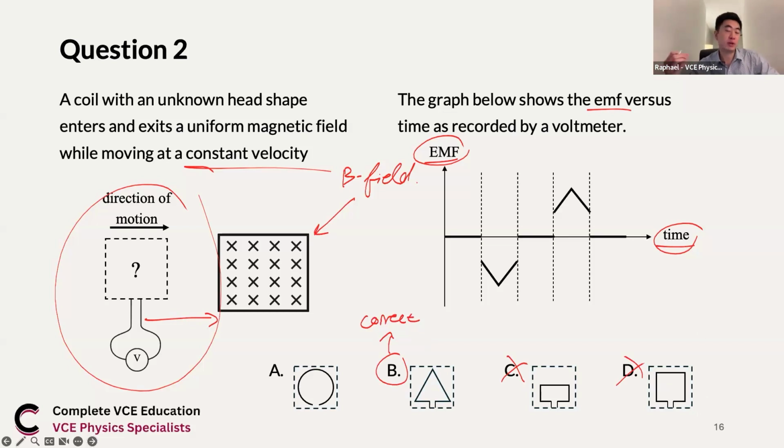So keep in mind, we're dealing with an EMF time graph. Okay, so EMF over time. And to be able to solve this question, you really need to understand what determines the EMF at any given point. And it comes down again to Faraday's law equation, right? So EMF is equal to negative N delta phi over delta T. Okay, so change in flux over change in time. So what does that mean?